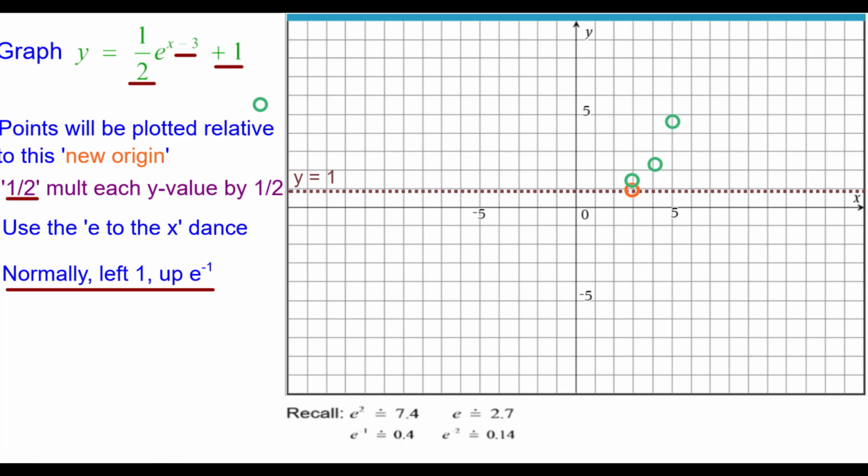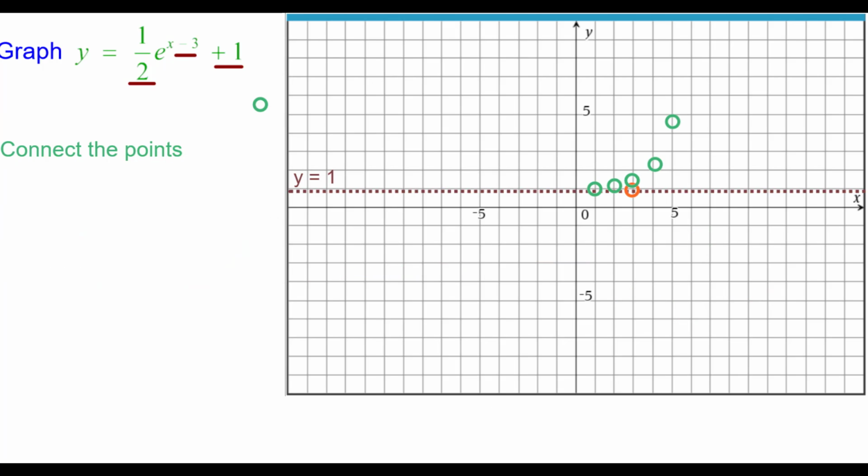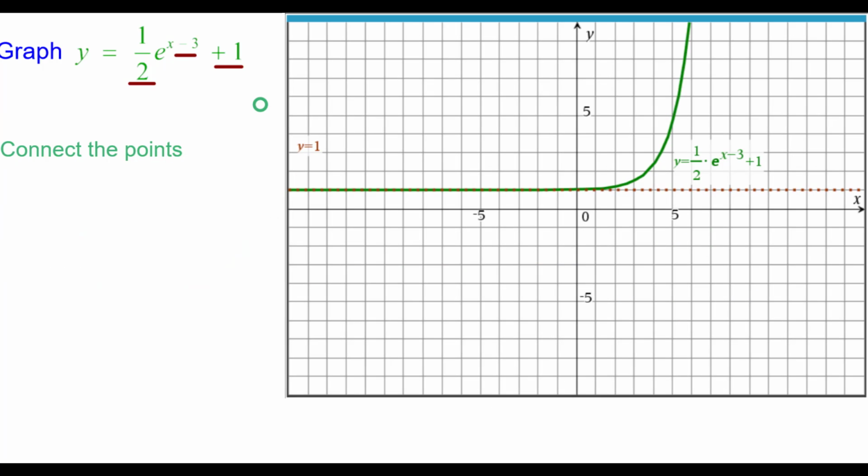Going to the left 1 up e to the negative 1, but in this case will be left 1 up only 1/2 of that, 0.2. And left 2 up e to the negative 2, only left 2 up 1/2 of that, which will be 0.07. Connect the points to make it look like an easy chair using the asymptote as a boundary line, and compare it to the parent function.